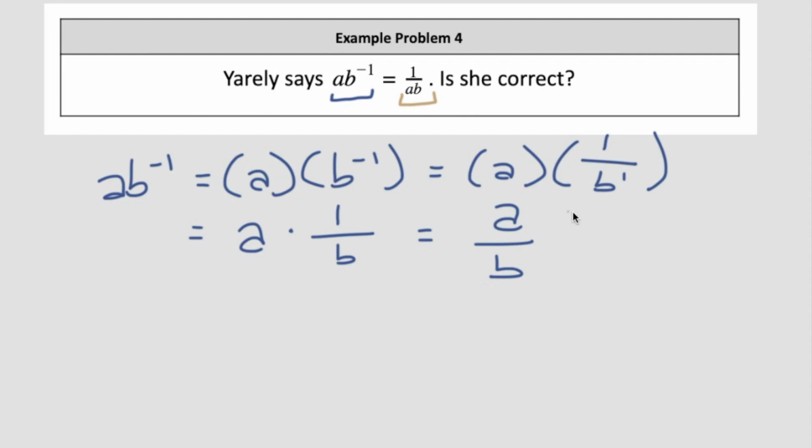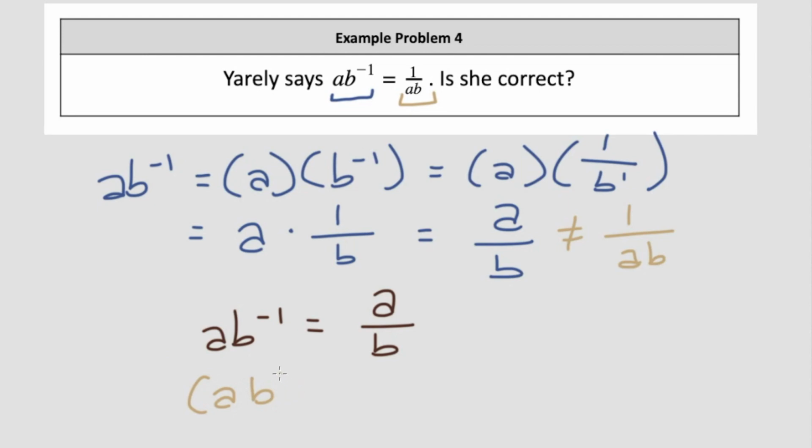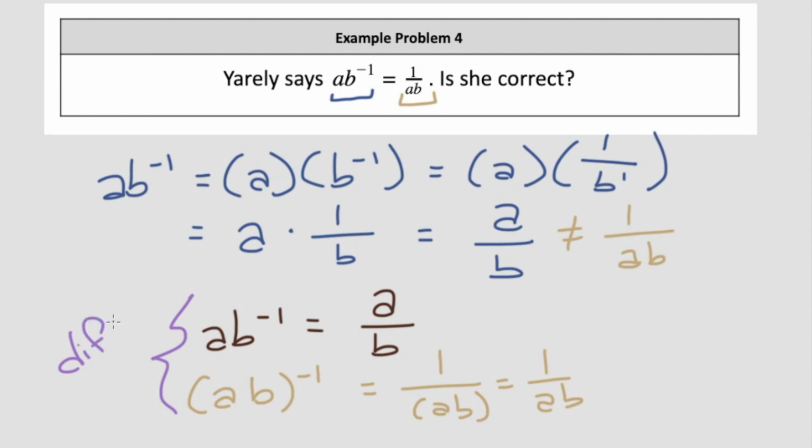Well, that's different from what I see. That's not the same thing as 1 over ab. So as you can tell, ab to the power of negative 1 is a over b. And parentheses ab to the power of negative 1, that's what you want. That's 1 over ab. So as you can see, Ureli is not correct in this case, but this is a mistake that I see a lot of people making. So I want to make sure we understand this before moving on to the vocabulary.